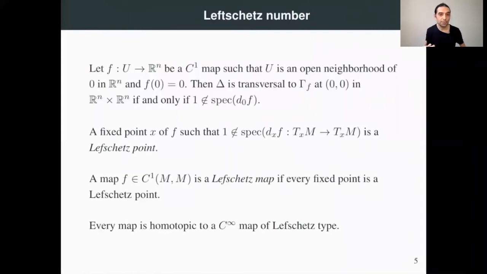And every map is homotopic to a C-infinity map of Lefschetz type. This is reminiscent of the property that we have for vector fields. Every vector field is homotopic to a C-infinity vector field that is transversal to the zero section of the tangent bundle.